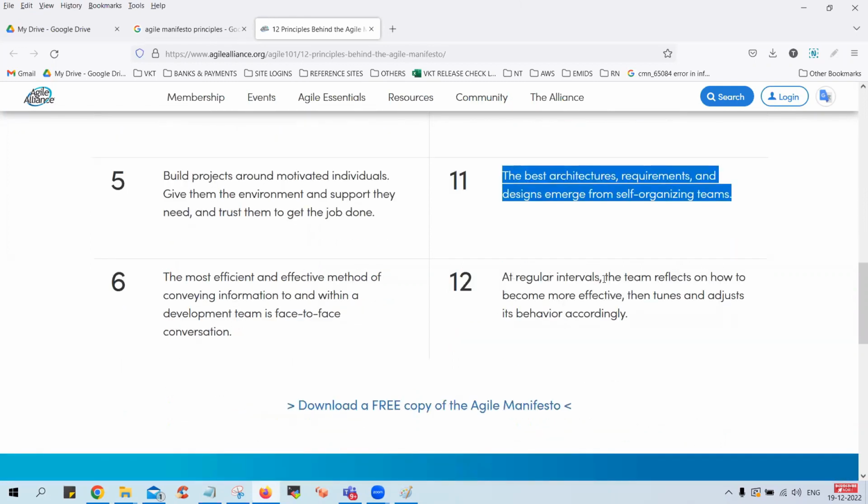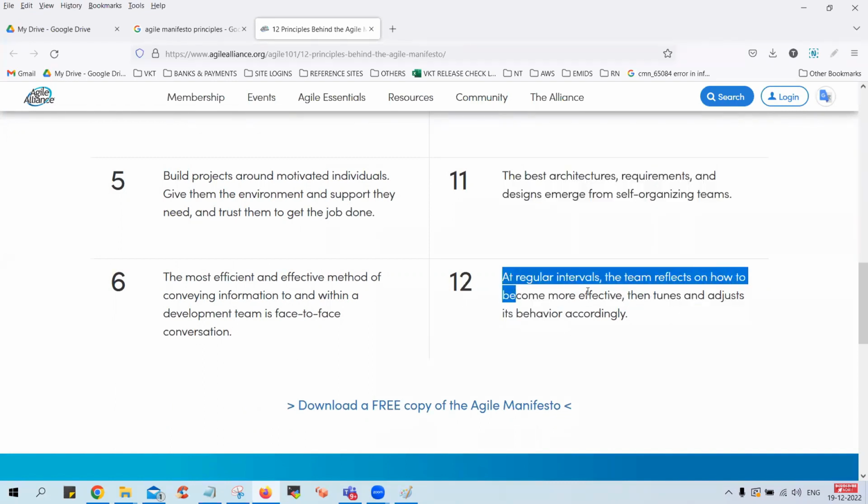At regular intervals, the team should reflect on how to become more effective and tune and adjust its behavior accordingly. Does this point make sense? Twelfth point, guys, think. English is super clear there. They are asking that at regular intervals, you need to audit, or take a review or do the validation about whether we are traveling in the right direction or not. And if there is any mismatch in the direction of your project objective, we have to tune and adjust so that we go accordingly.